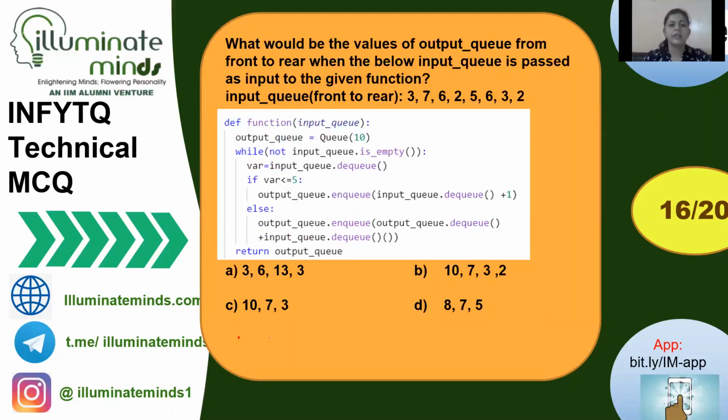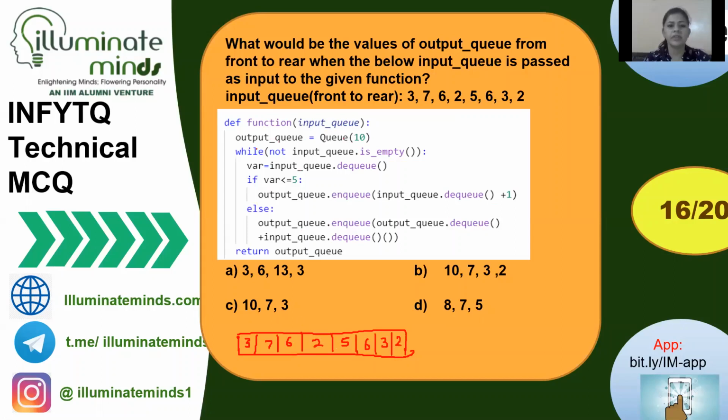Alright. Now let's look at the question number 16. What would be the values of output underscore Q from front to rear when the below input underscore Q is passed as input to the given function? Input underscore Q is given to us. There is a function which is taking this as input. Let me make this Q here, which is having values 3, then 7, 6, 2, 5, 6, 3, and 2.